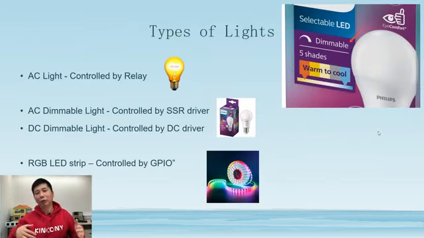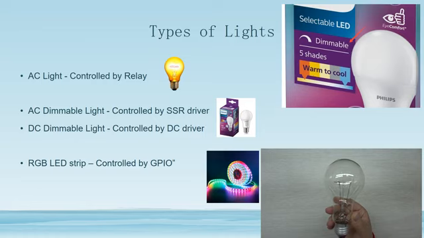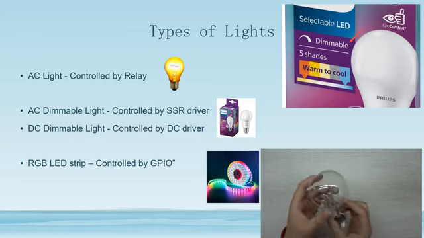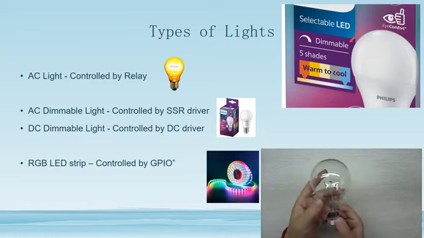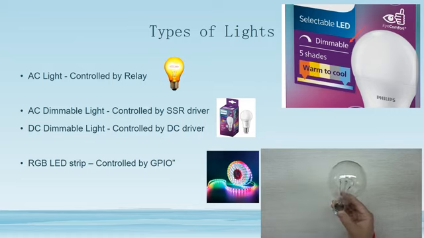First you need to understand how many types of light you will touch. You can see the first one, the AC lamp, and this one is a dimmable light, and this one is an LED strip. Let's look at the products. You can see this is an AC lamp. This works with AC 220 volt or maybe 110 volt, just an AC light.